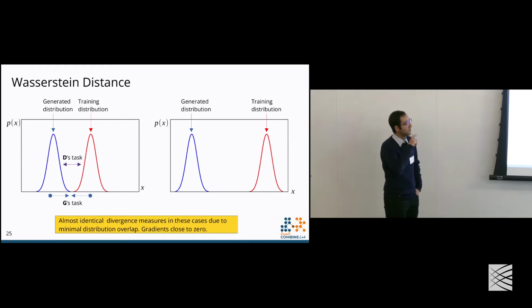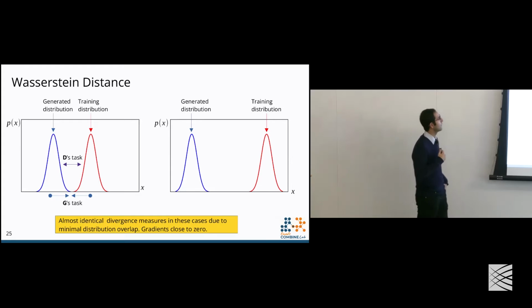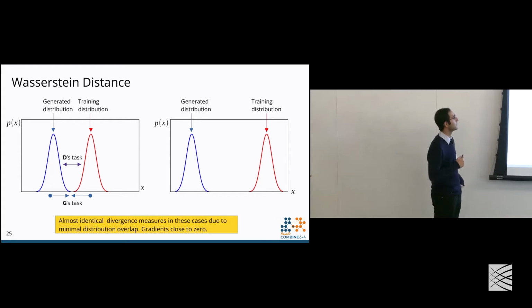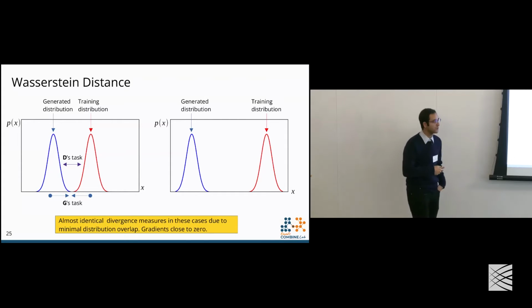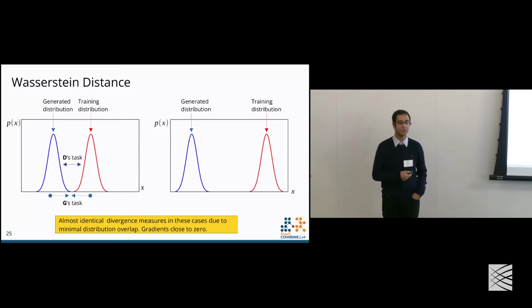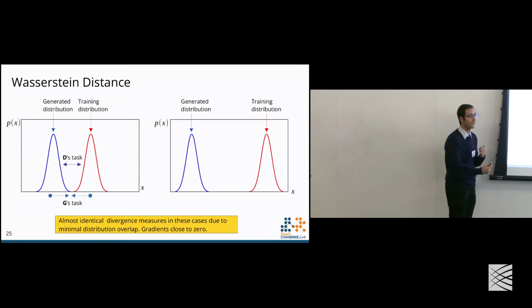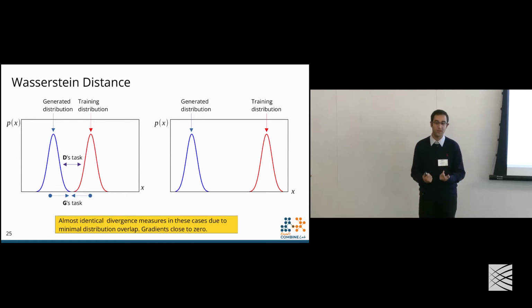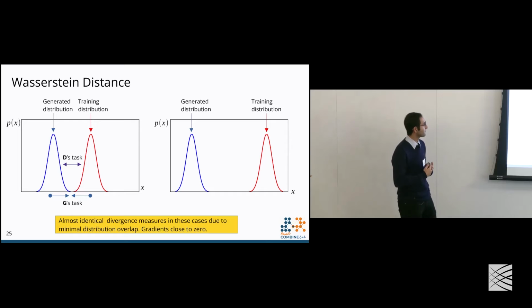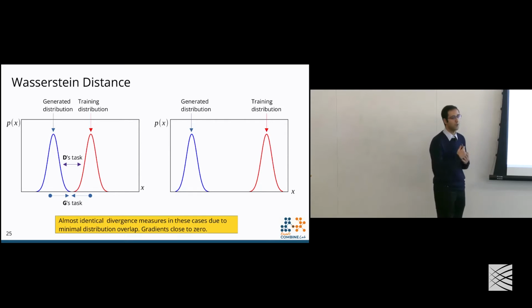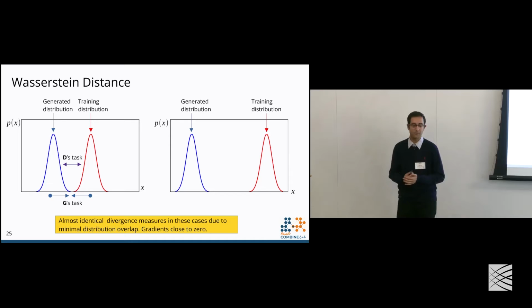Now, why do we want to use the Wasserstein distance, and how is it different? If we look at this left figure, we have a generated distribution in blue and a training distribution in red. The discriminator wants to push these two far away, and the generator wants to bring them together. And we see the difference between the left figure and the right figure. The left one is obviously better for the generator.